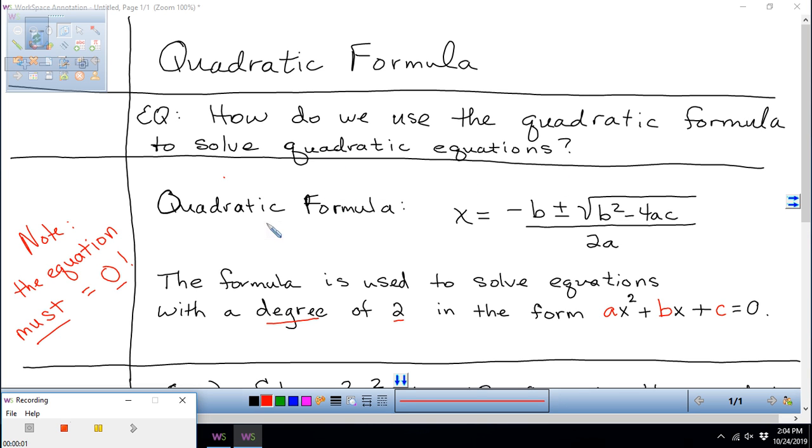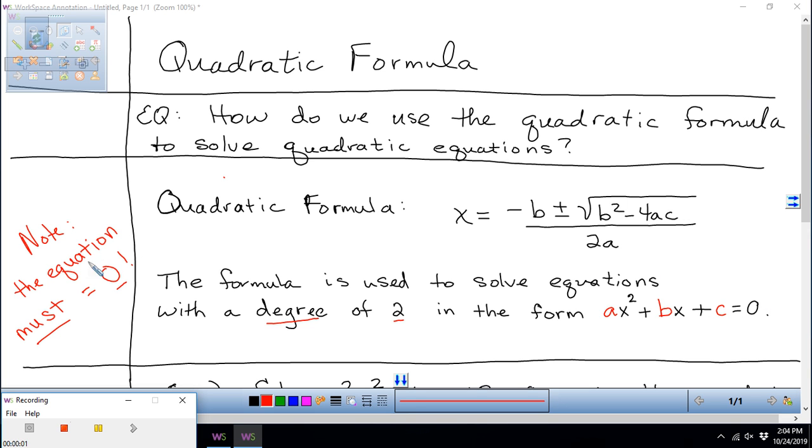Let's start out with the quadratic formula itself. The quadratic formula is x equals the opposite of b plus or minus the square root of b squared minus 4ac, all divided by 2a. Remember that this formula is used to solve equations with a degree of 2 in the form ax squared plus bx plus c is equal to 0.